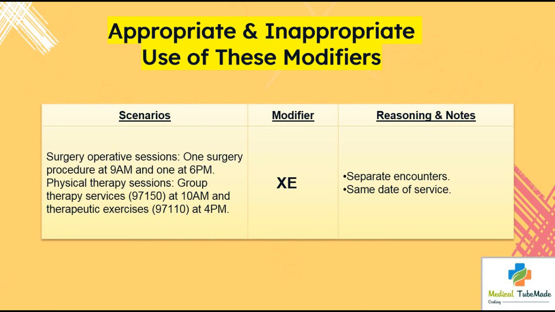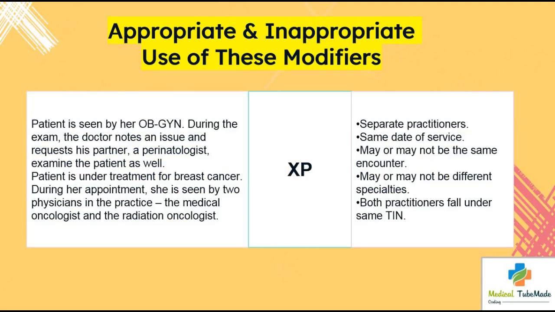So I hope you understood. We will see the next example for another modifier. So guys, another modifier: XP. On the left-hand side you can see one scenario is given. The patient is seen by her OB-GYN during the exam. The doctor notes an issue and requests his partner, a neonatologist, to examine the patient as well.